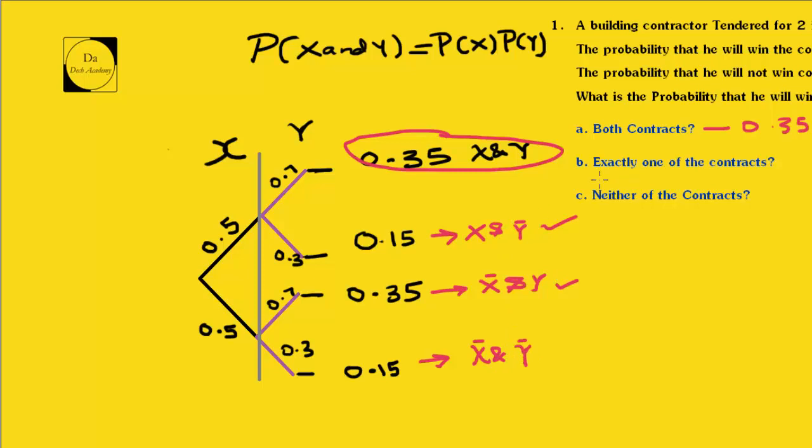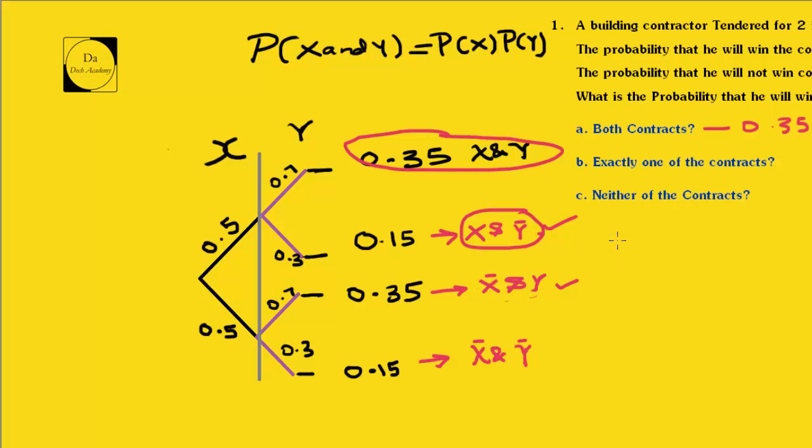So the probability that he will win exactly one of the contracts is either the case where he wins X and he doesn't win Y, or the case where he doesn't win X but he wins Y, because these are the only two situations where he wins exactly one contract. You need to realize that this here is an outcome: the builder wins contract X and doesn't win contract Y. This here is another outcome that is, I'm going to use that word, mutually exclusive, because you can't have this outcome and this outcome. You can't have both of them. That's why I say the probability that this outcome occurs or this one.